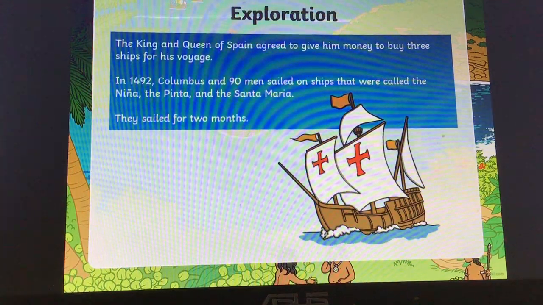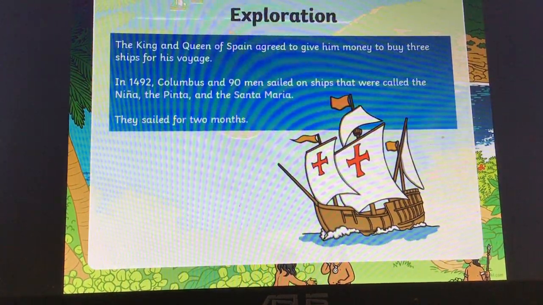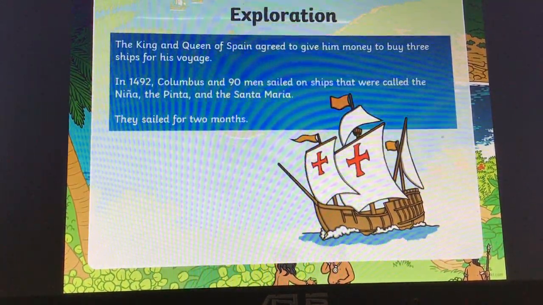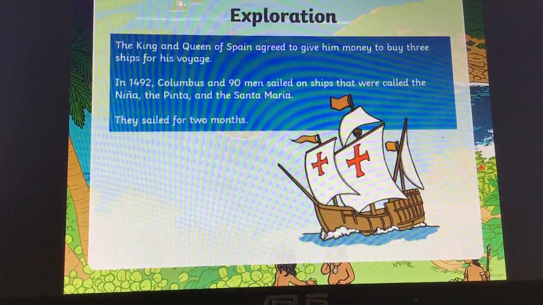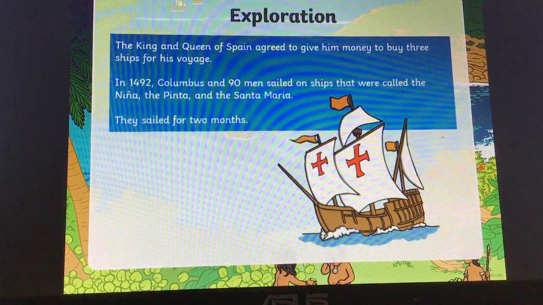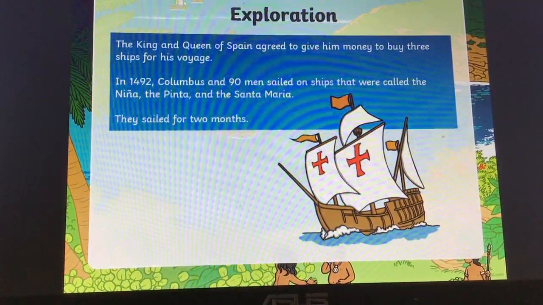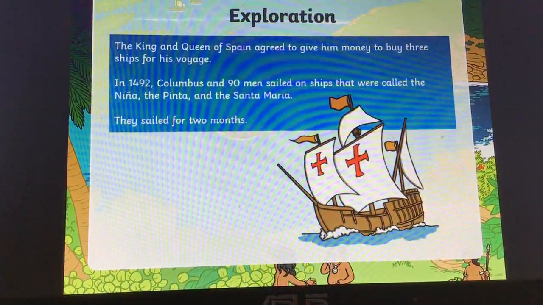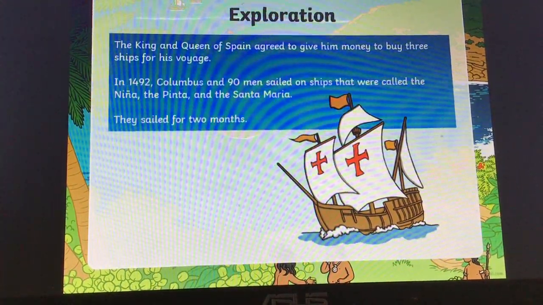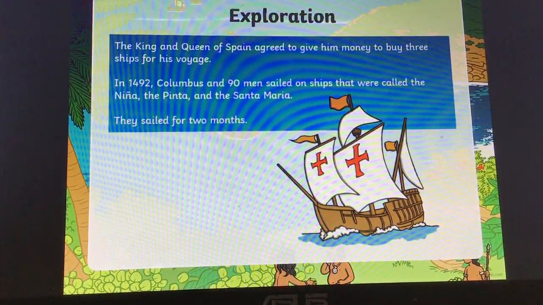But the King and Queen of Spain were really interested in finding new worlds and new countries. And as we'll see a little bit later, they wanted things or people from those countries to claim as their own. So they weren't just being kind here to Columbus. They wanted something for themselves out of it.